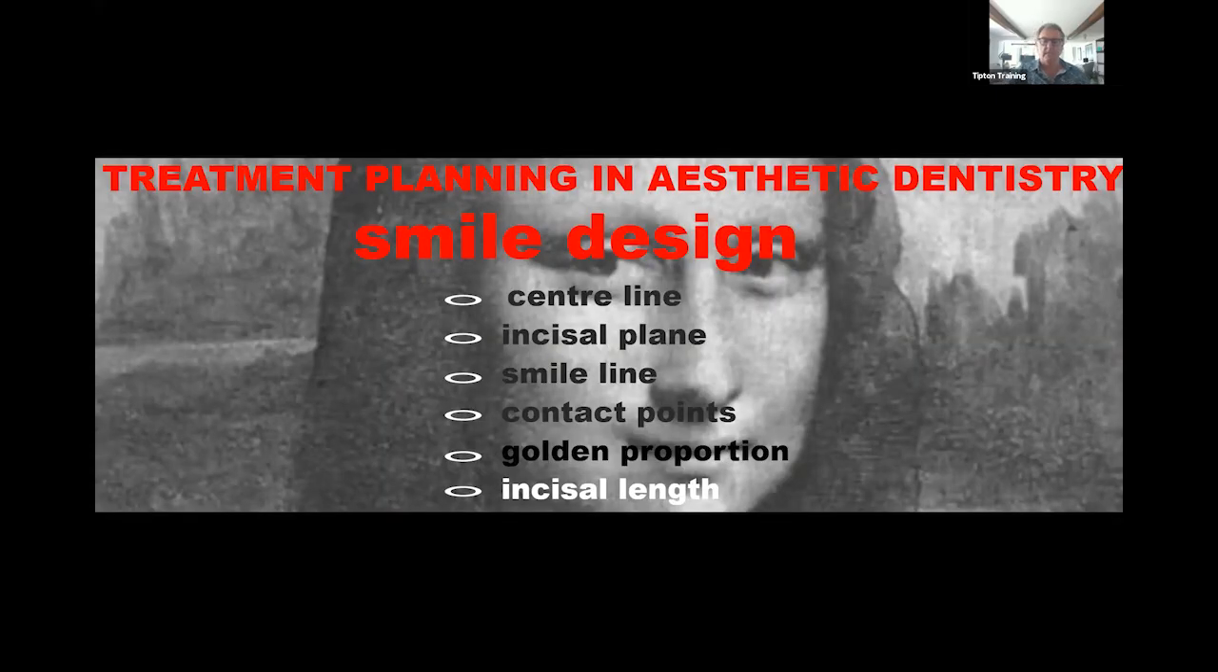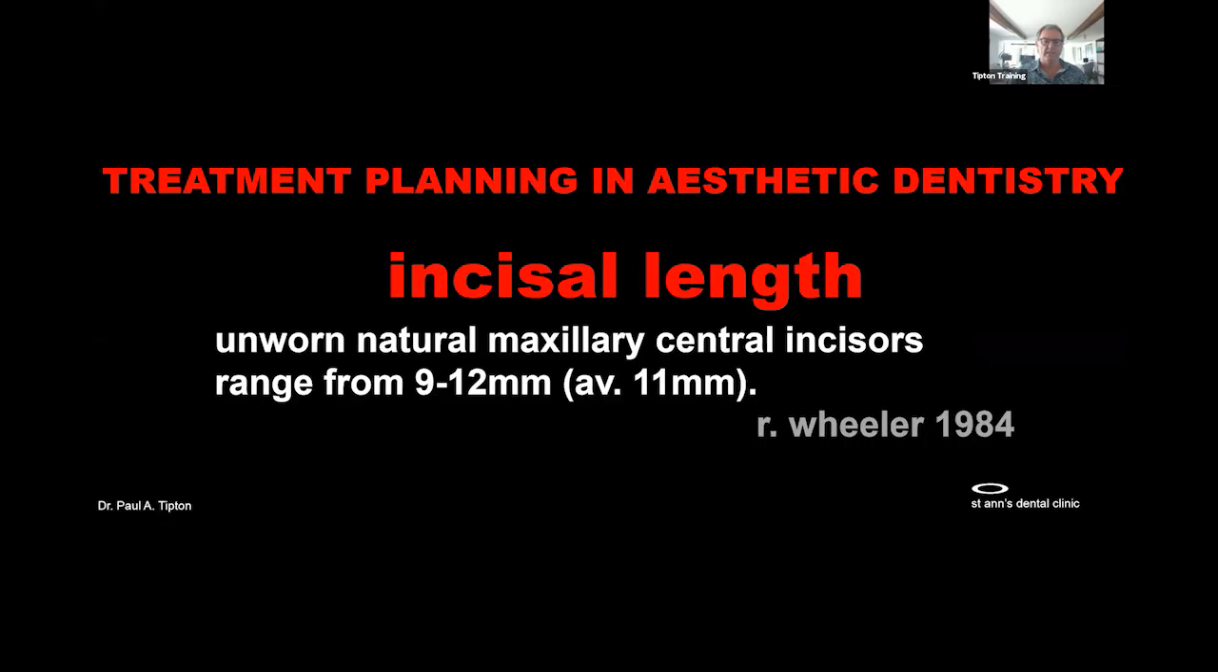Incisal length, okay? What about incisal length? How long should a central incisor be? A central incisor should be, on average, around about 10.5 to 11.5 millimeters, around about that 11. There's wide variations, as you can see on the screen.